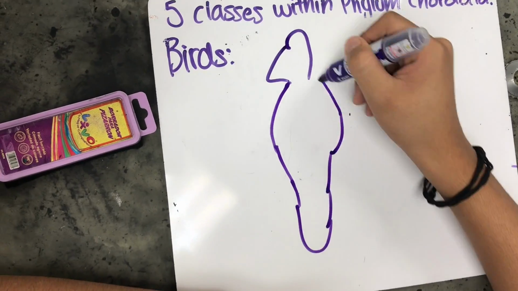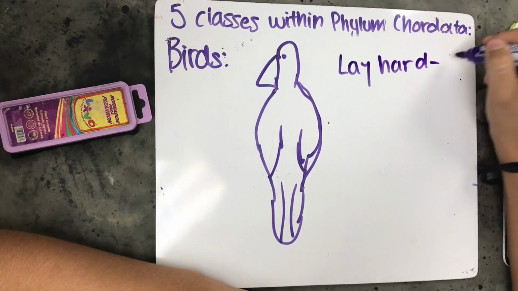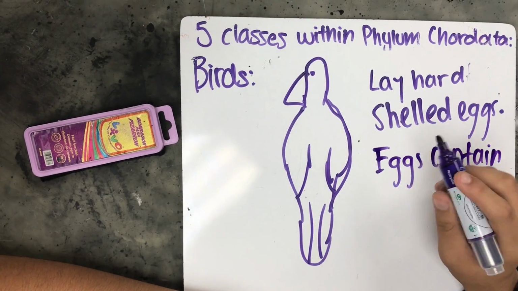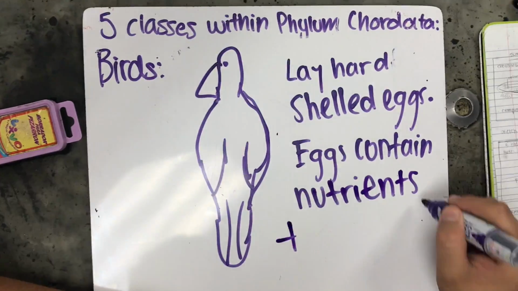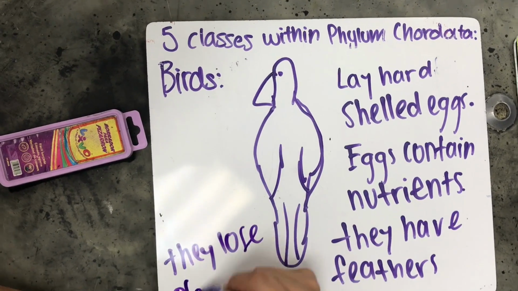Classes. The 5 classes within phylum Chordata are birds, which lay hard-shelled eggs. Eggs contain nutrients for the development of their embryos. They are endothermic. They have feathers that keep them dry and warm, and they lose old feathers and grow new ones.